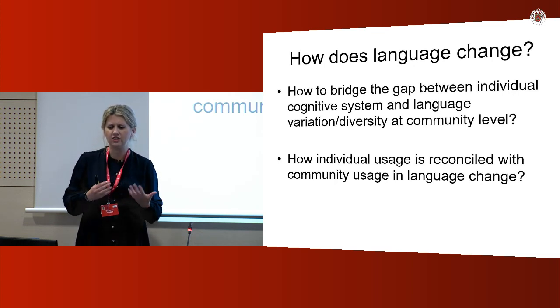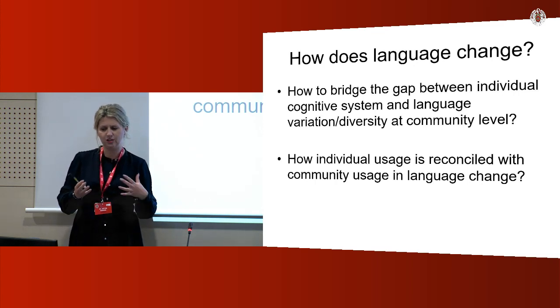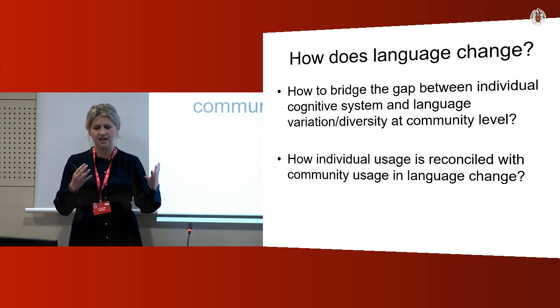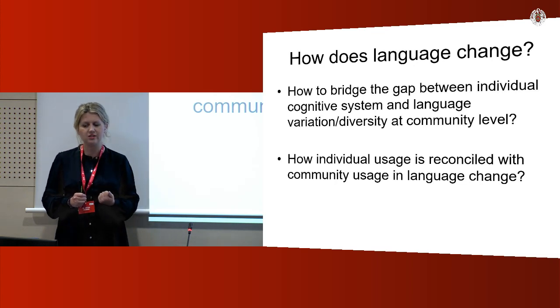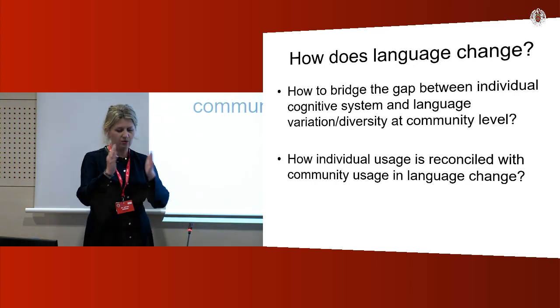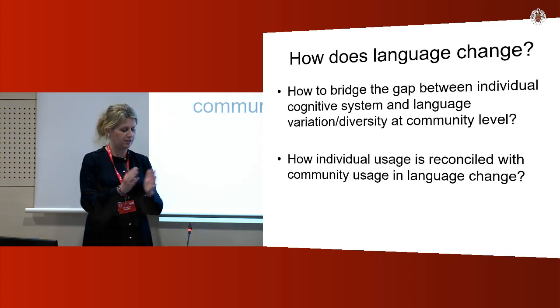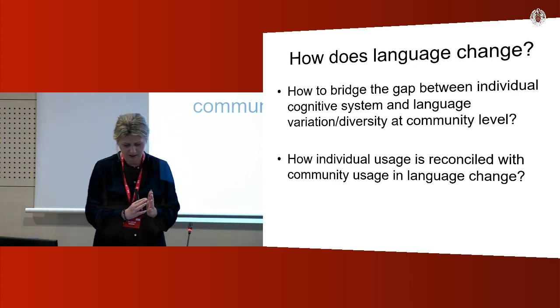So that's the kind of question that I've been thinking about more recently: how to bridge the gap between the individual cognitive system and variation at the community level, how individual usage can be reconciled with community usage in language change. How do those two map? Because I felt that none of my research so far really talked about it.